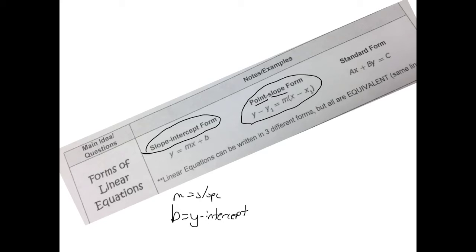And there's a third form that we're going to learn later in the year called standard form, and that'll be here in probably about 2 weeks. You can write a y equals mx plus b equation, like y equals 3x plus 2. It could be written as point slope form, it could be written as standard form. So they're all three the same thing, they're just different ways of looking at it.